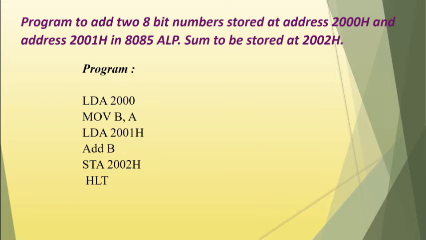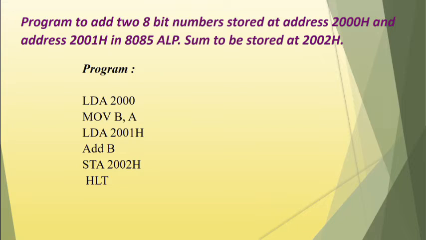Thereafter, in order to add the contents of register B to accumulator we use the command ADD B. Now the result of the sum is stored in the accumulator, which we need to store at 2002H. So for that the command used is STA 2002H, and thereafter we have to stop processing, that is we use the instruction HLT.